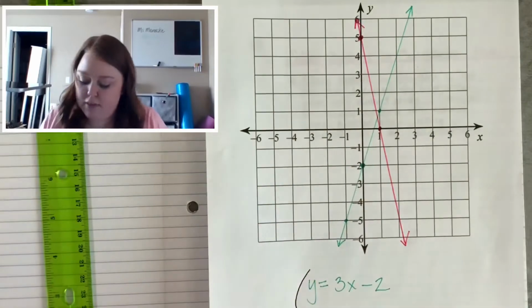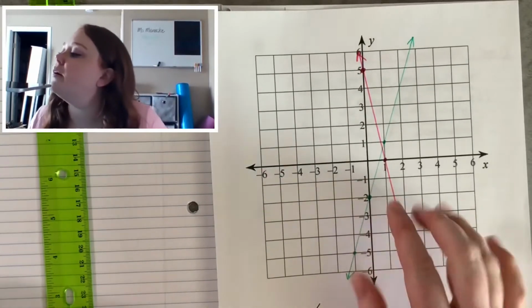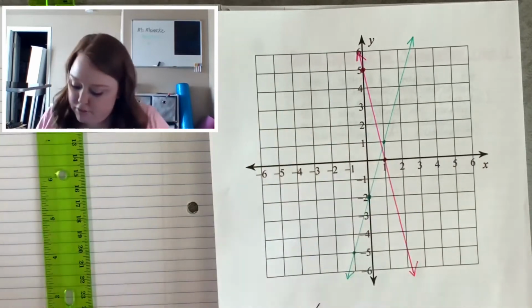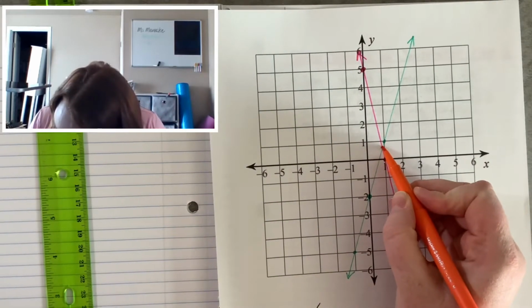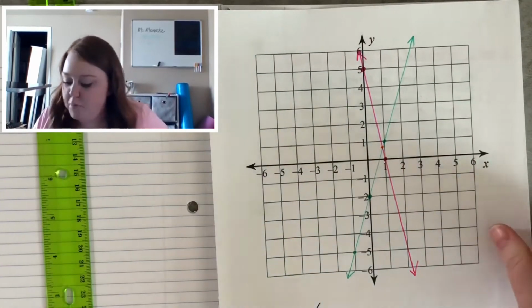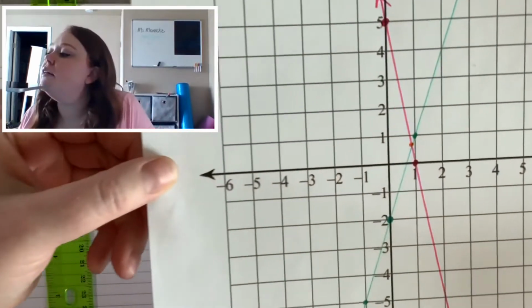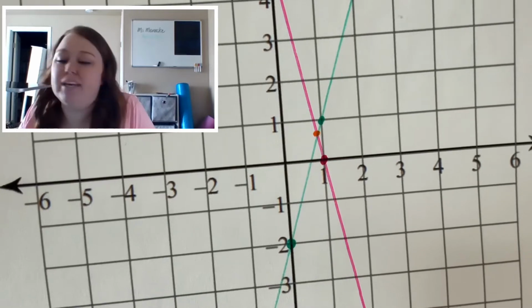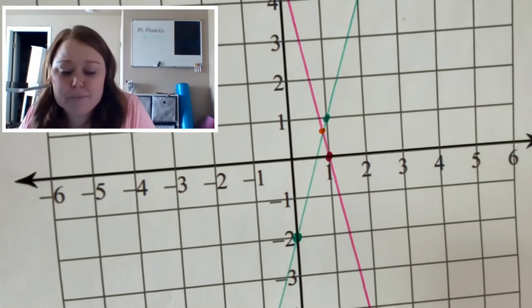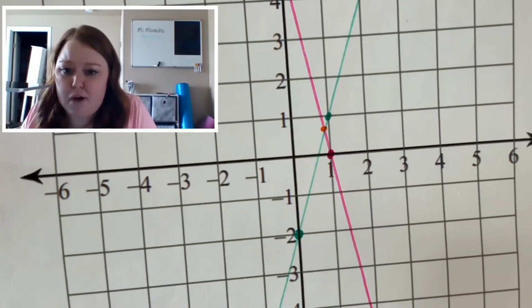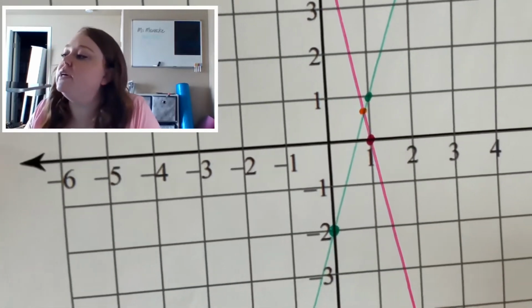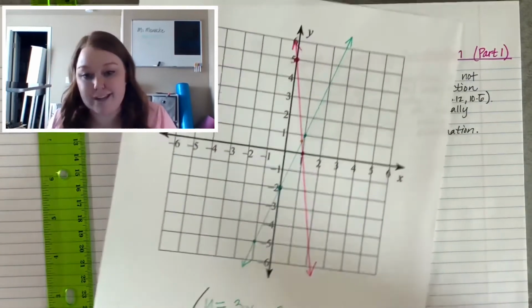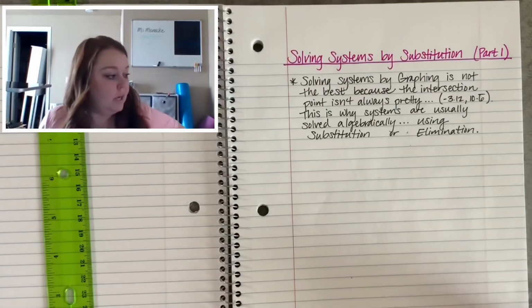Okay, and then look at your intersection point. Can you see that little intersection point right here? I'm hoping you can see that. That is not at a whole number. And we can't just guess. We can't just be like, oh, that's pretty close to 1. No, it has to be exact. So I'm just showing you why graphing is not always the best, okay?